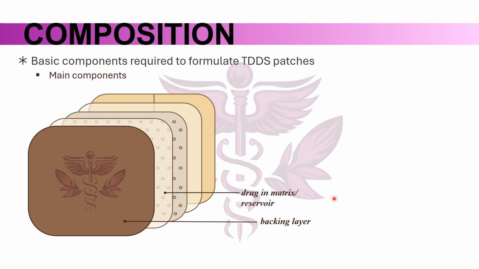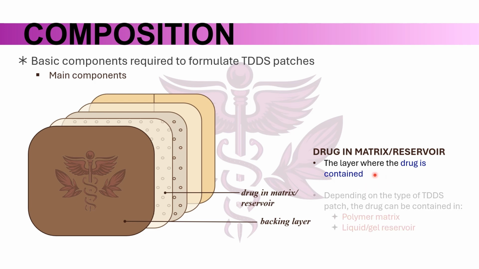The next layer is the drug. It's basically the layer where the drug is contained, and depending on the type of transdermal drug delivery system, the drug can be contained in either a polymer matrix or in a liquid or gel reservoir.